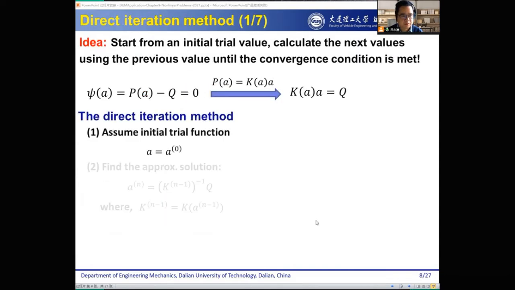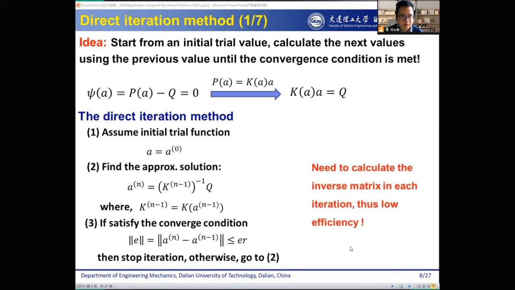The first is the direct iteration method. Let's have a look at the idea. The direct iteration method starts from an initial trial value and calculates the next values using the previous values until the convergence condition is met. This is the idea: they start from an initial value and then do the loop, the iteration, until the convergence condition is met.